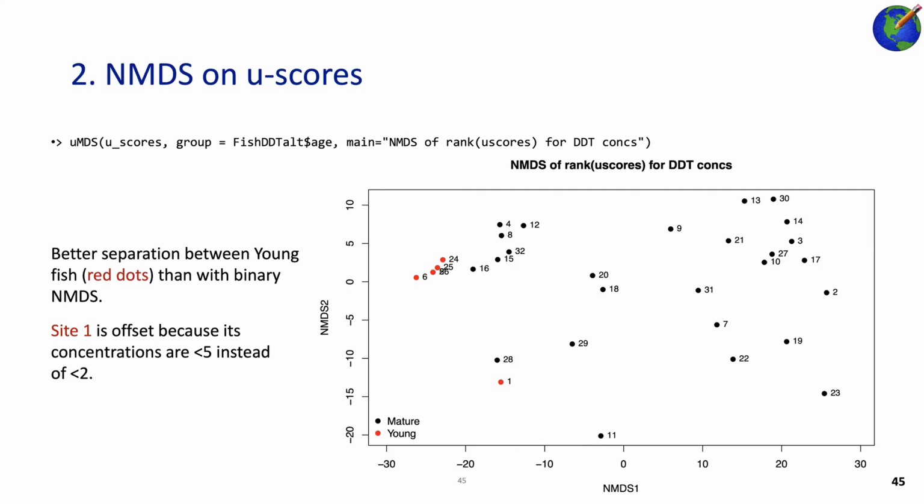You can do the NMDS plots. Again, it puts site 1 away from the other young fish. This is still kind of a young, mature scale, but 1 is out here with some of the mature fish.